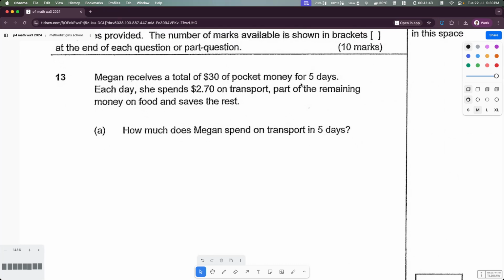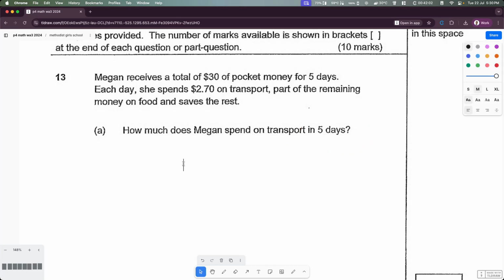Okay, question 13. So Megan receives a total of $30 of pocket money for 5 days. Rich! No. Okay, maybe not. I don't know. Each day she spends $2.70 on transport, part of the remaining money on food, and saves the rest. How much does Megan spend on transport in 5 days?